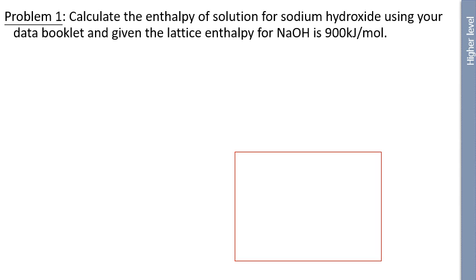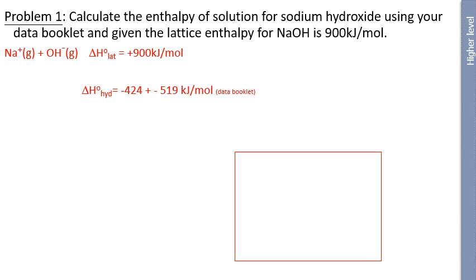So welcome back. What's the first thing we have to do? Well, first thing is we have to write down the equation. So we're saying sodium ions plus hydroxide ions will give a lattice energy of plus 900 kilojoules per mole, that's what the lattice enthalpy is told. And the delta H naught of hydration is going to be negative 424 plus negative 519 kilojoules per mole, which we've got from our data booklet for sodium ions and hydroxide ions. So that's basically sodium ions plus hydroxide ions aqueous.